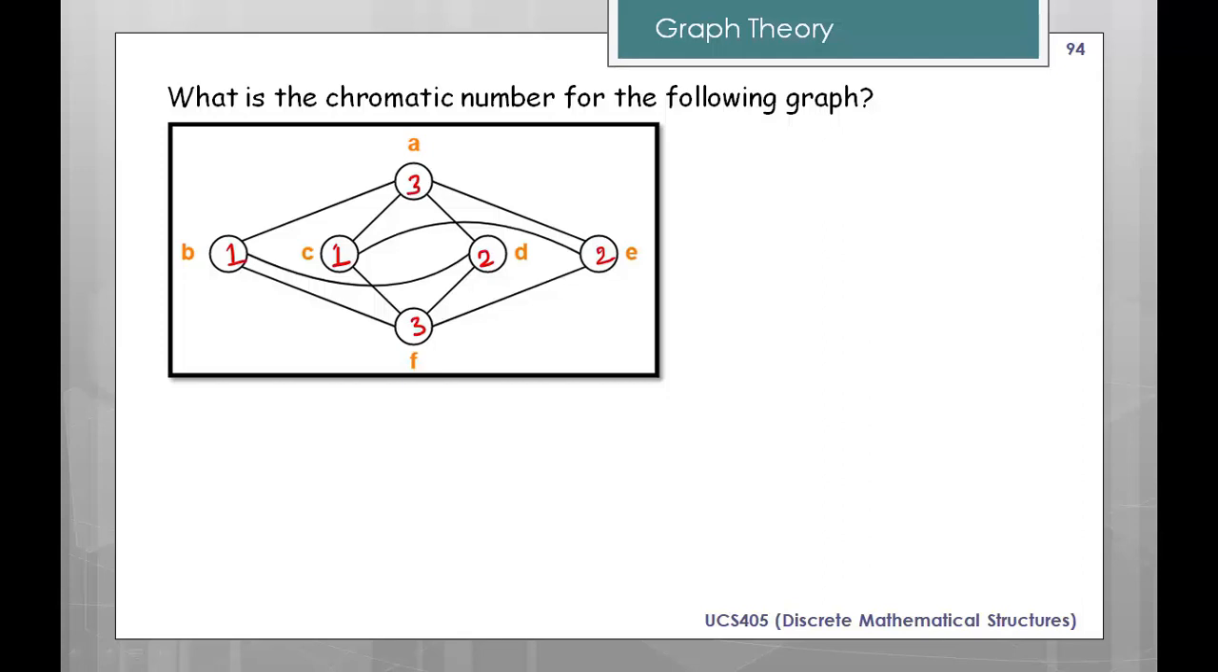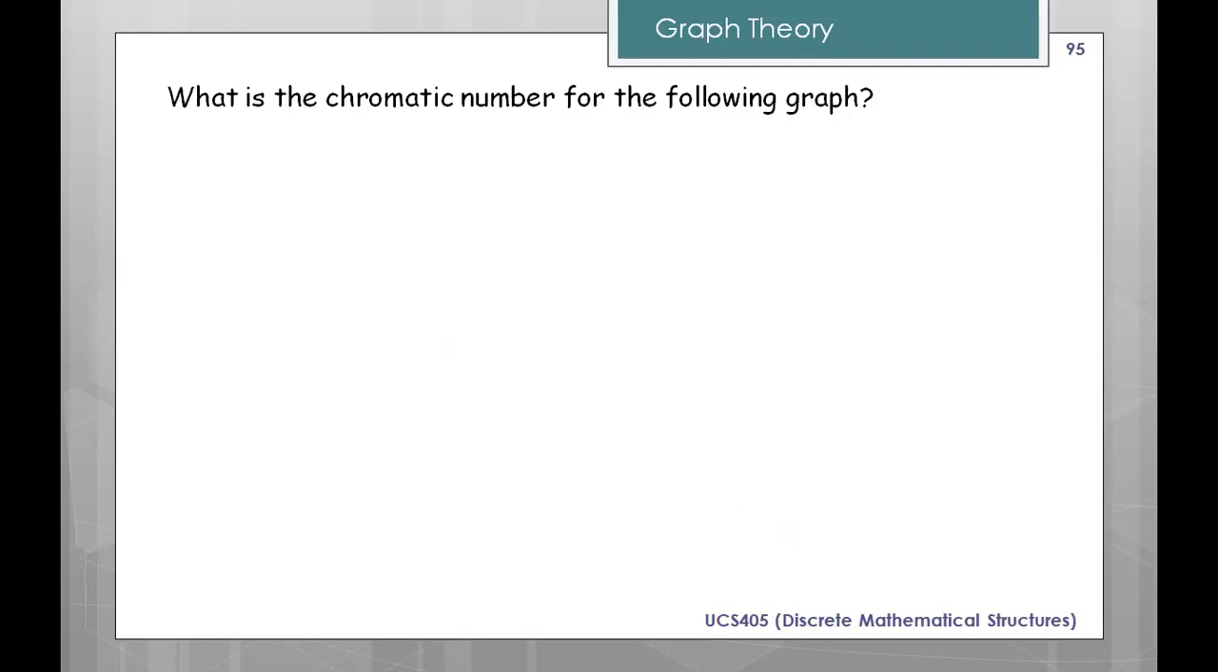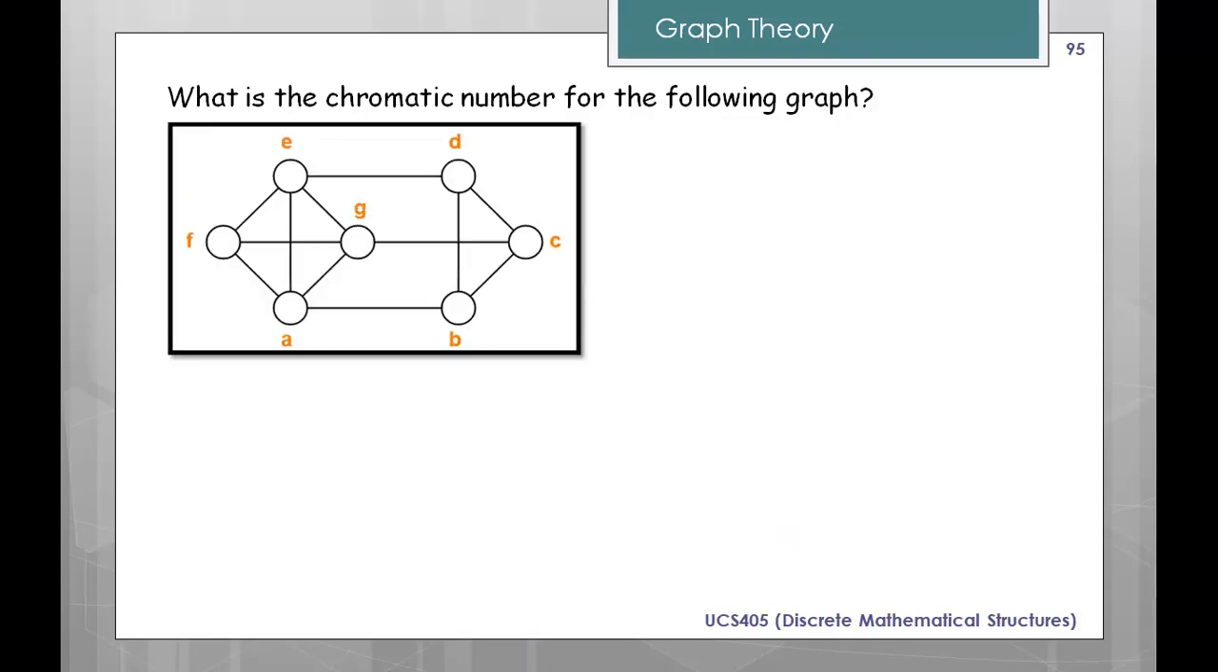So in this case, how many colors do we require to color this particular graph? See it here. For example, color number 1 is red. I give red to nodes B and C, orange to nodes D and E, and green to nodes A and F. So how many colors do I require here? For this particular graph, 3 colors. So the chromatic number for this graph is 3.